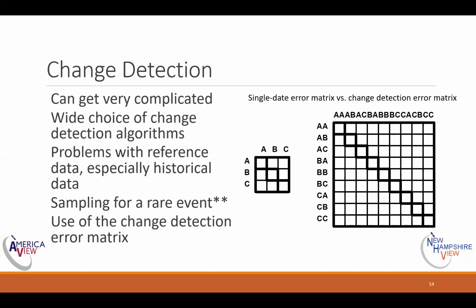Ooh, what if I have 10 classes? It's not uncommon to have 10 classes. 10 classes means 100 classes in my change detection error matrix. 100 times 50 is 5,000. Uh-oh, I'm in really big trouble here, right? So what's the solution to that?